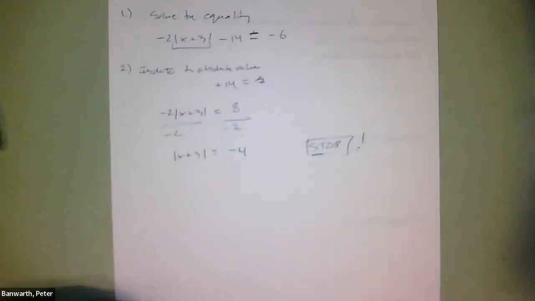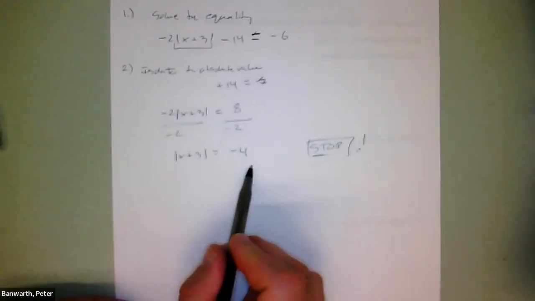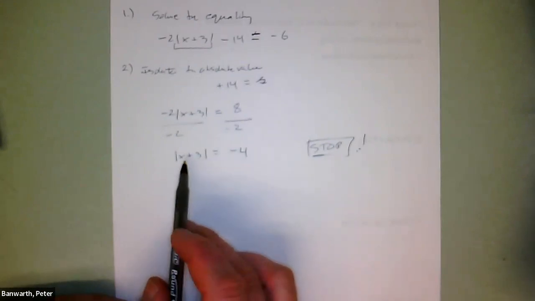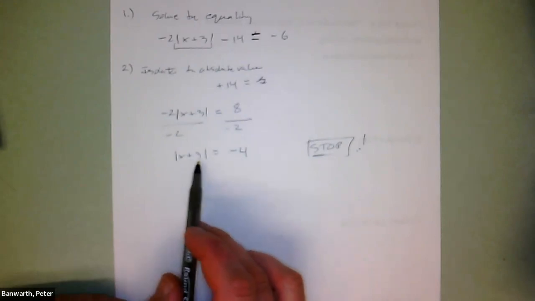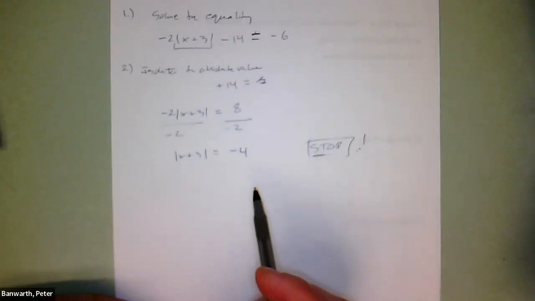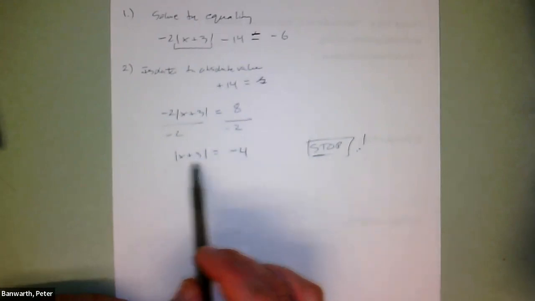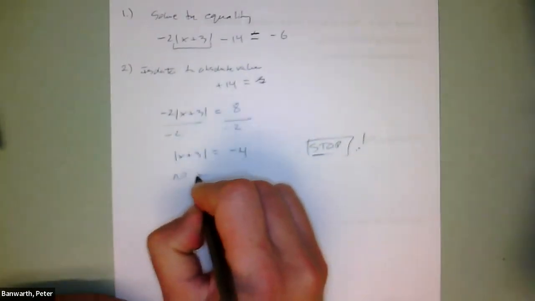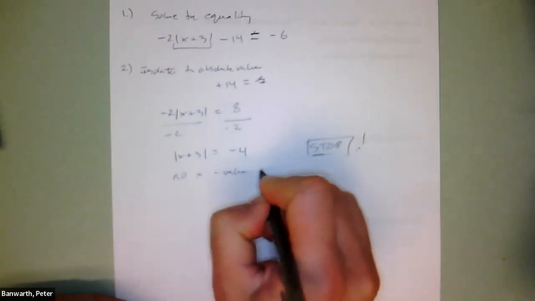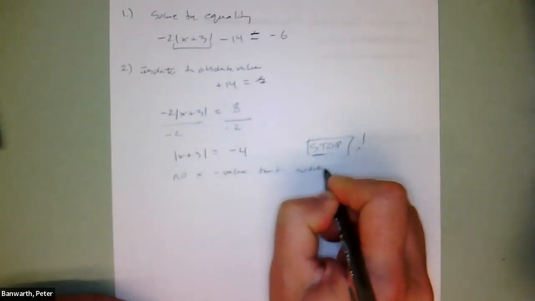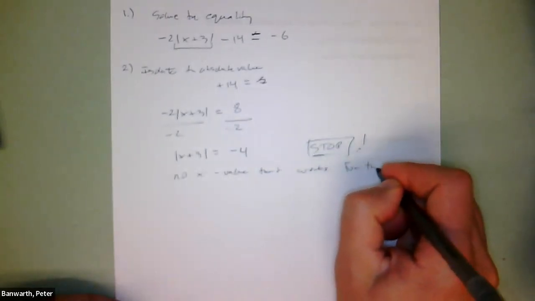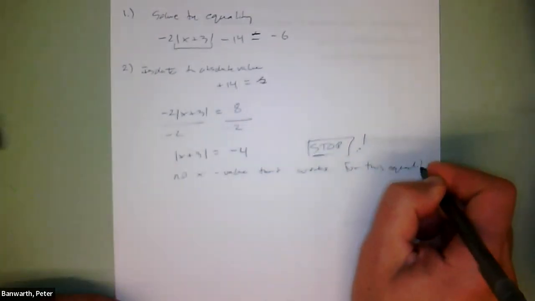And you should always stop when you get here and ask, does this equation make sense? Because the mistake is to say, okay, that means 2x plus 3 equals 4, 2x plus 3 equals negative 4. But that's not true. You cannot have an absolute value equal to a negative answer. So there is no x value that works for this equality.